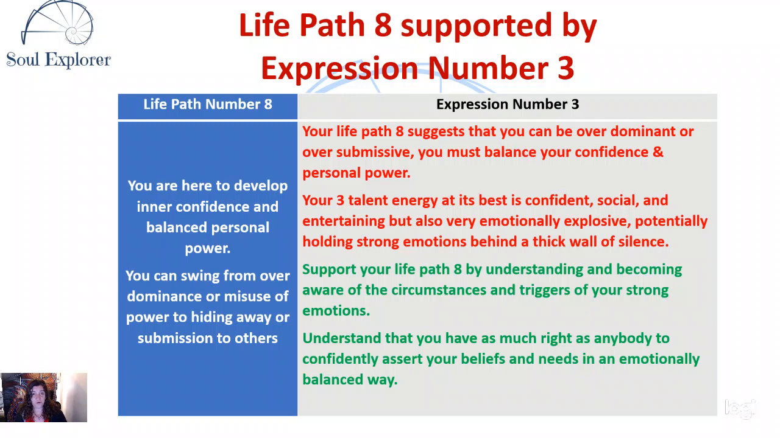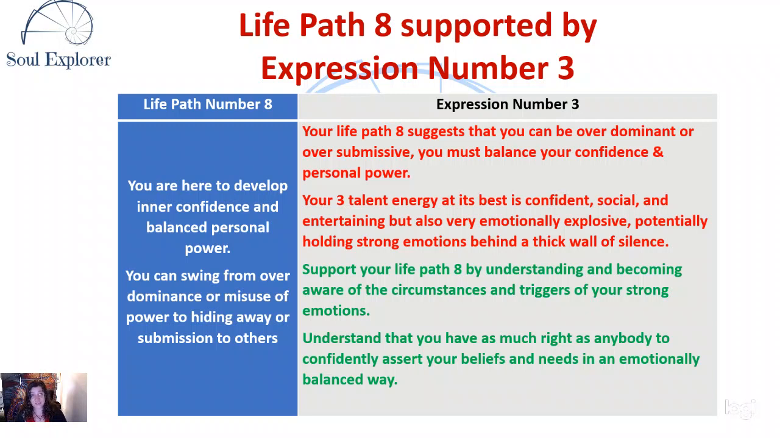You can swing from over dominance or misuse of power at your worst, to hiding away from others and being submissive and scared to lead, or getting stepped on by other people because you haven't balanced your personal power yet. But that's what you're here to achieve as one of the elements of your life path 8. So your life path 8 suggests that you can be over dominant or over submissive. You haven't necessarily balanced your personal power to the point you need for excellent leadership yet. And you need to balance your confidence using your intuition and your intuitive link and your personal power.